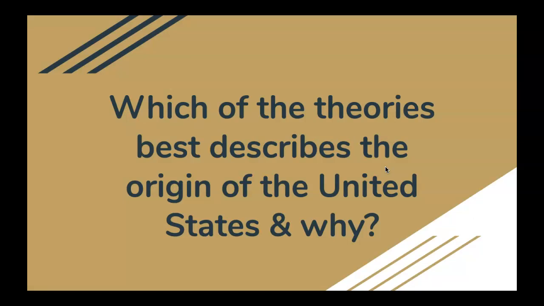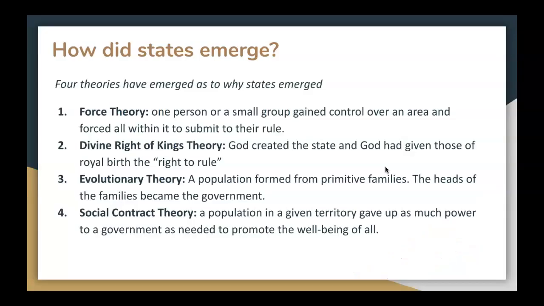Which of the theories best describes the origin of the United States and why? Well, many people might say that it is in fact the social contract theory, where people realized that they needed some type of rules and structure to actually make society and government run, so they submit to government. They look to government for answers and leadership and authority. But at the same time, government also has a contract with the people. Government needs us. We vote. We put our public officials in place to make a government run.